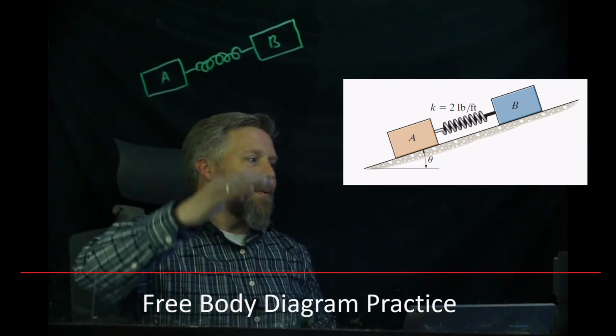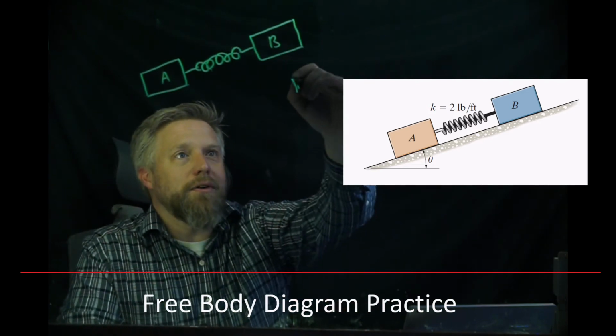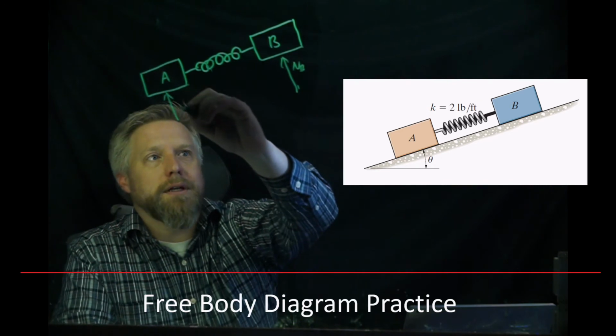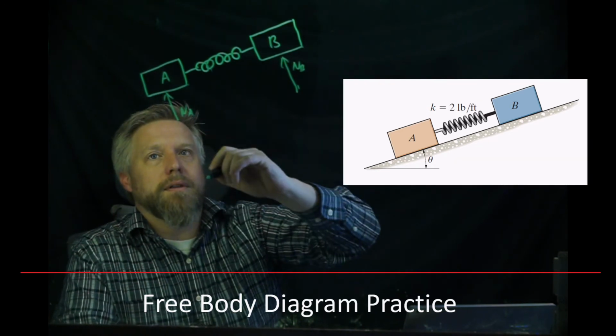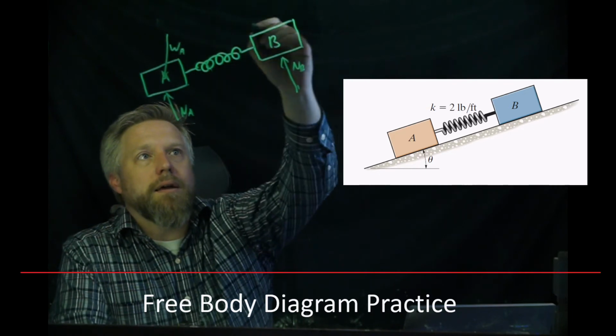Okay. And now I'm going to take the surface away and replace it with forces. That would be a normal force on B. There would be a normal force on A, perpendicular to those surfaces. There would be a weight coming down on A, and a weight on B.